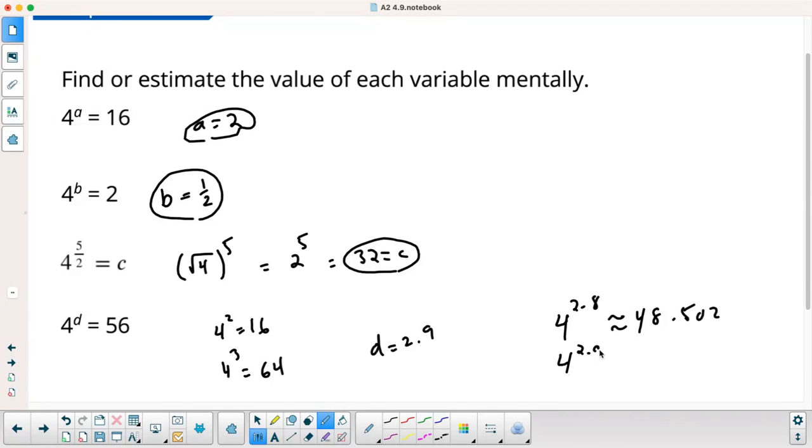I type in 4 to the 2.9, and I'm getting pretty close there. I'm getting 55.715. Again, it's still rounded and not exact, but that's about as close as we can get right now. But we will learn a little bit more accurate method with these logarithms eventually.